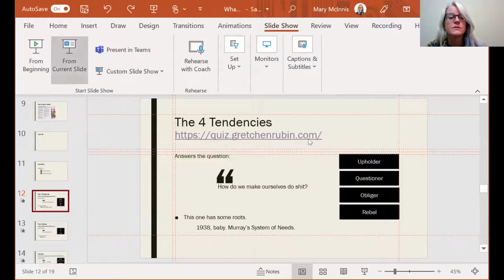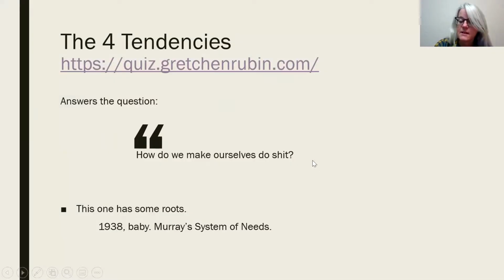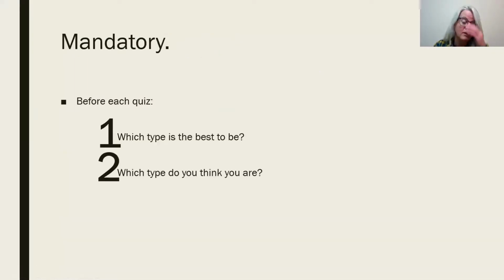Okay. So we just did this one, the 4 Tendencies, and the link is up in the chat if you'd like to do that on your own. Here are the questions you'll ask yourself before the next quiz. And so you came in at a good time, Nisha, because we're just moving on to quiz number 2 of 3. I think we might get through 3, we'll see. So one question you'll ask yourself when you see the different types that you will be cast into is, which one do you think is the best?